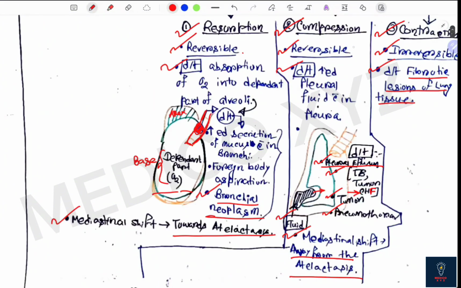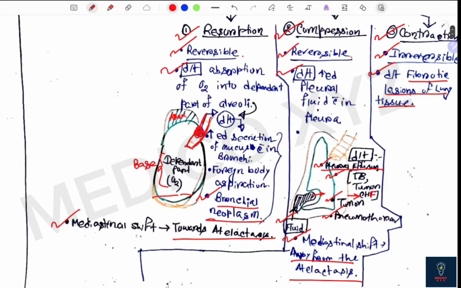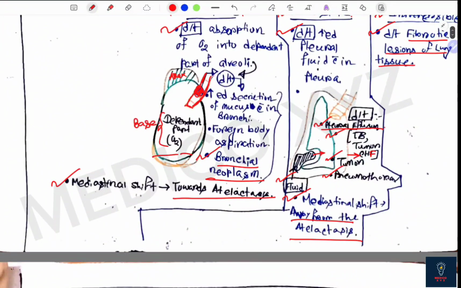Now we will discuss compression atelectasis. It is also reversible, like resorption atelectasis. It is due to increased pleural fluid within the pleura, also known as pleural effusion. What are the causes of compression atelectasis? It can be due to pleural effusion, tumor mass or pneumothorax.